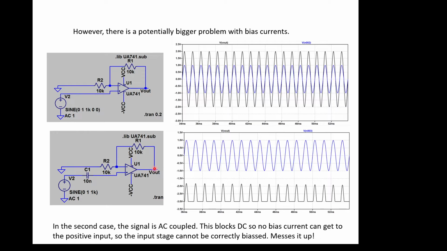In the first case, it's got a choice. It can take its bias currents on this negative input, it can take the bias currents from the output, there's a direct path through there, or it could even pull them out of ground, there's a direct path there as well.